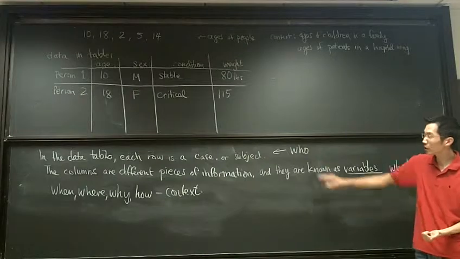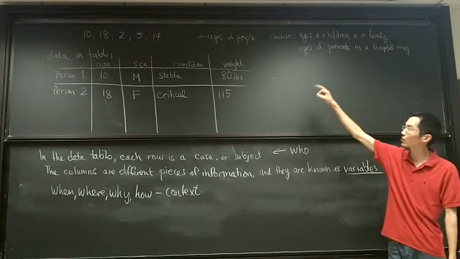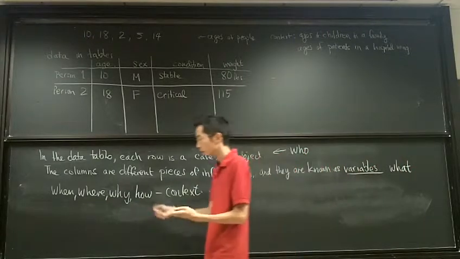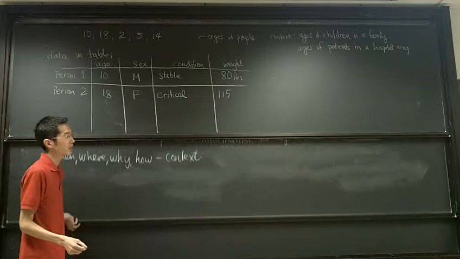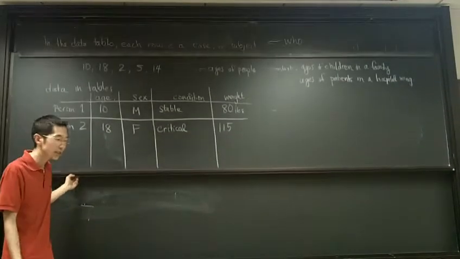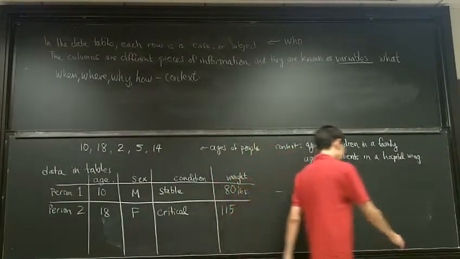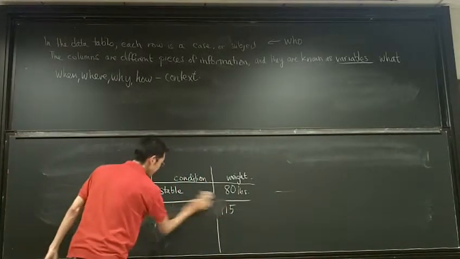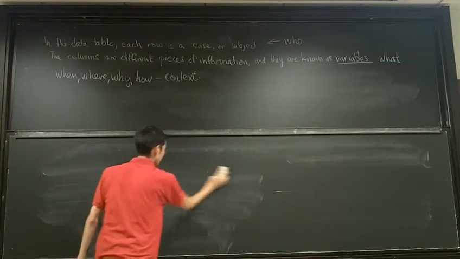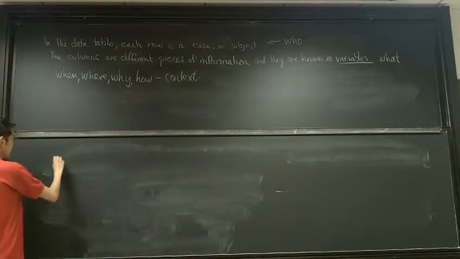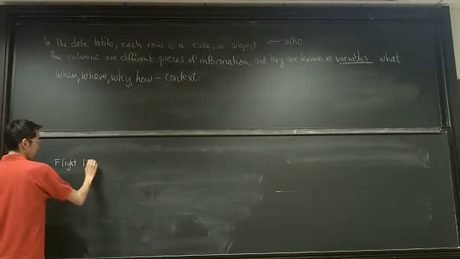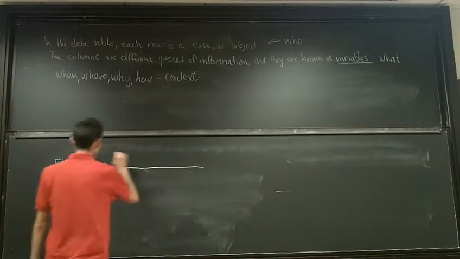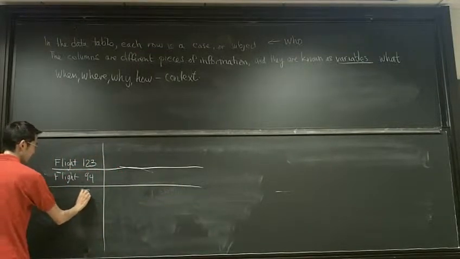And so sometimes when we look at data, the data we collect is not what we typically think of as data. Maybe we collected information at an airport on different flights. So maybe I'm creating a data table, and I've got flight 1, 2, 3, and flight 94 or whatever. Flight 77. I'm just making up numbers.